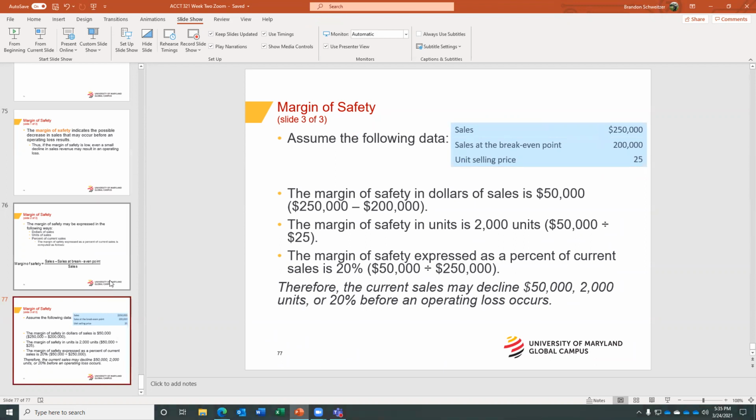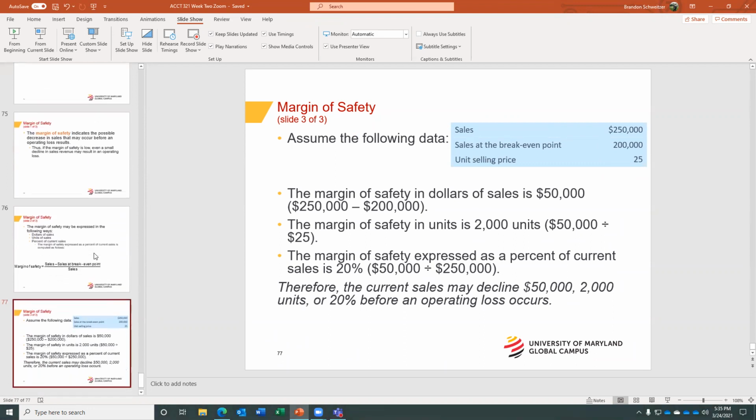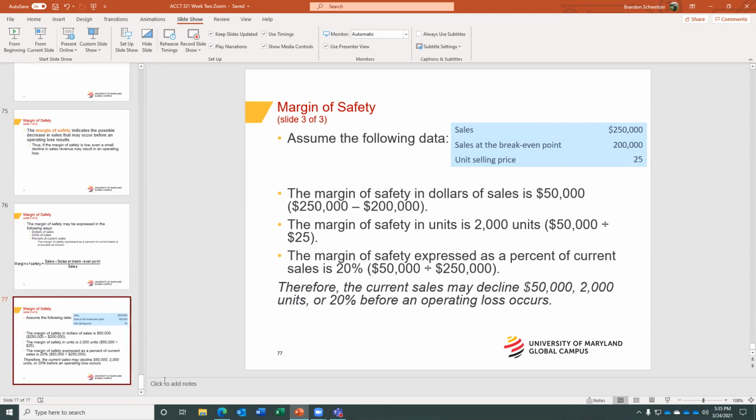We're not going to go too deep into margin of safety in this course, but I just really wanted you all to understand that concept. And that actually brings us to the end of today's presentation and cost, volume, profit analysis.